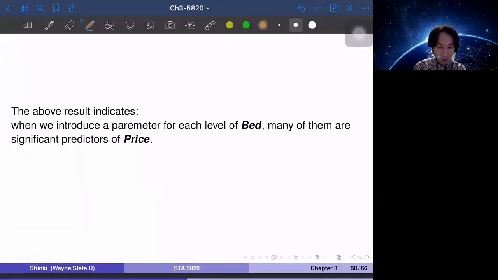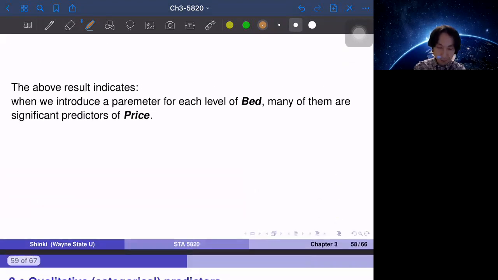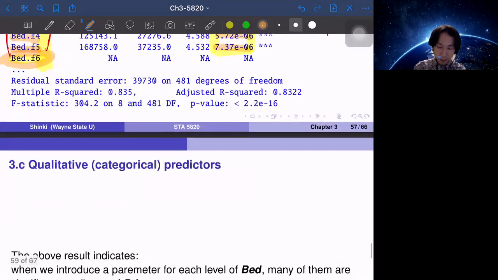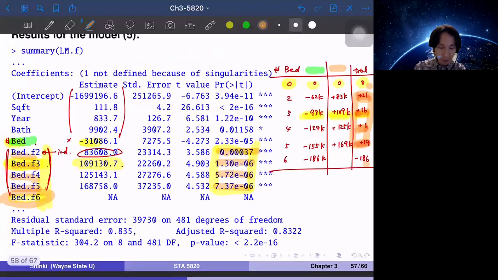So the above result indicates that when we introduce a parameter for each level of the number of bedrooms, many of them are significant predictors of price. But we have to be a little bit careful because this really depends on the baseline. We can say that 2-bed, 3-bed, 4-bed, 5-bed are significantly different from 0 bedrooms, but it doesn't say anything about, for example, the difference between 4 bedrooms and 3 bedrooms. Maybe the difference isn't really large. That's possible.